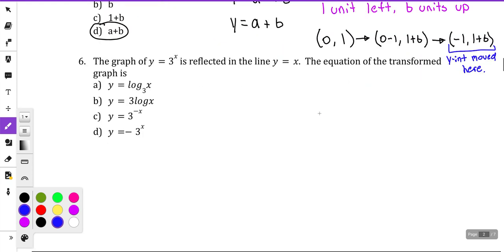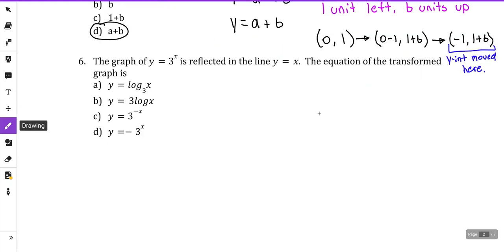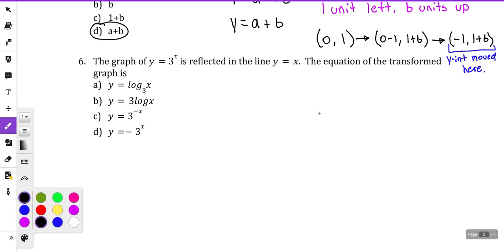Okay, let's look at number 6. The graph of 3 to the power of x is reflected in the line y equals x. The equation of the transformed graph is, okay, reflected in the line y equals x. That is something that we have seen many times. Anybody remember what that means? Yeah, it means inverse. If something's described as a reflection in the line y equals x, that means they've done the inverse.